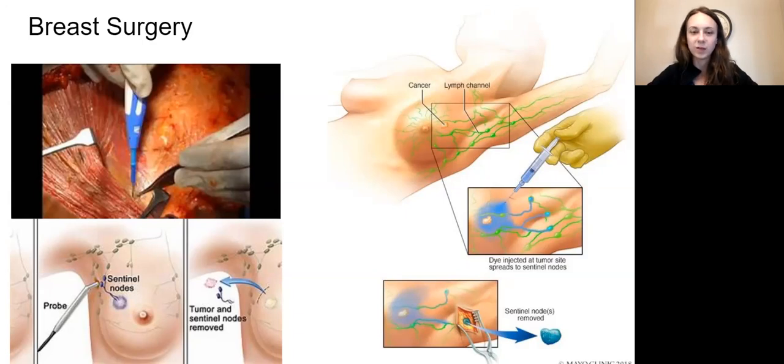So that's where you're seeing this blue dye and sometimes a needle stuck inside of the tumor. Sometimes a patient will come into the room with a big needle sticking out of their breast tissue. That's because they did needle localization. So let's look at that bullet point.